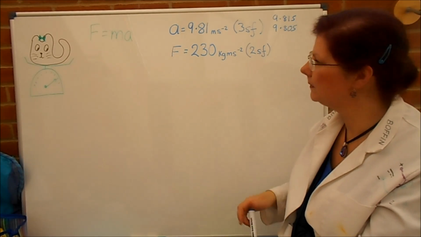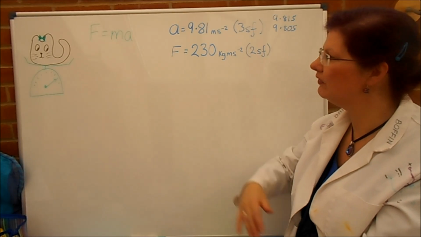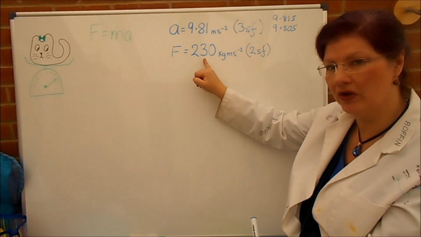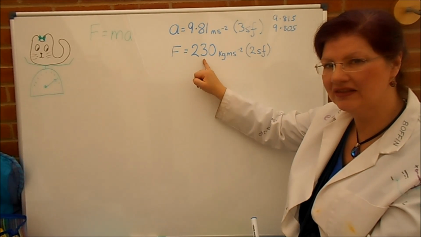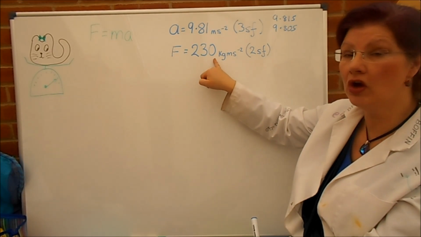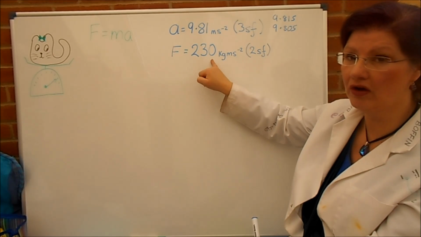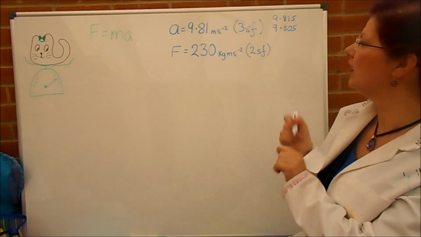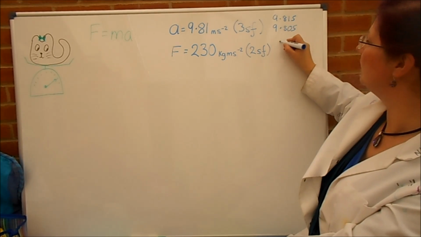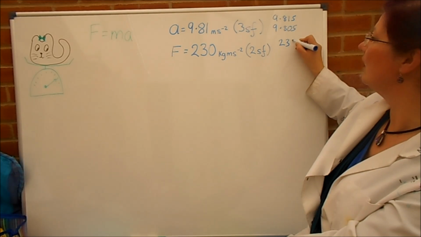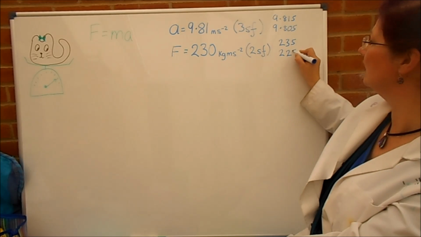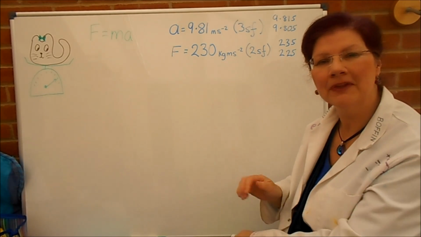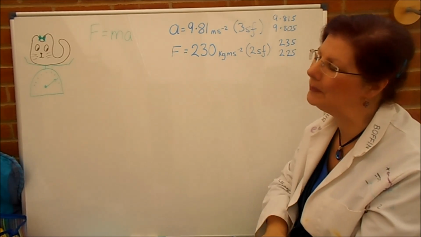Same with the force. It's correct to two significant figures, which means that that is the one that's been rounded. So we need to go half one of those units up or down. Please note, it's not half a kilogram meters per second. It's not half one of those, it's half one of those. So the maximum that could be would be 235, and the lowest it could be would be 225. Okay, pretty easy on those, hope you got them.